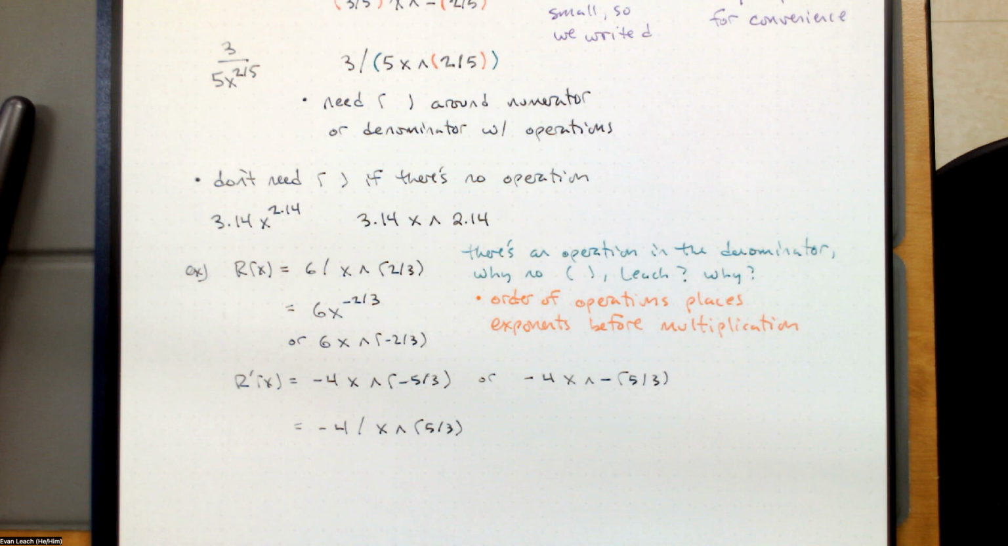So if you missed this last one and you wrote negative 4 divided by x to the 5/3 and you submitted it a bunch of times and you're like, oh, dude, that is the same thing, I gotta go and fix it.